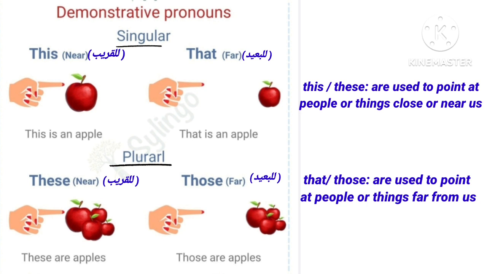The pronouns that and those are used to point at people or things that are far from us. Another example: that is an apple. Those are apples.